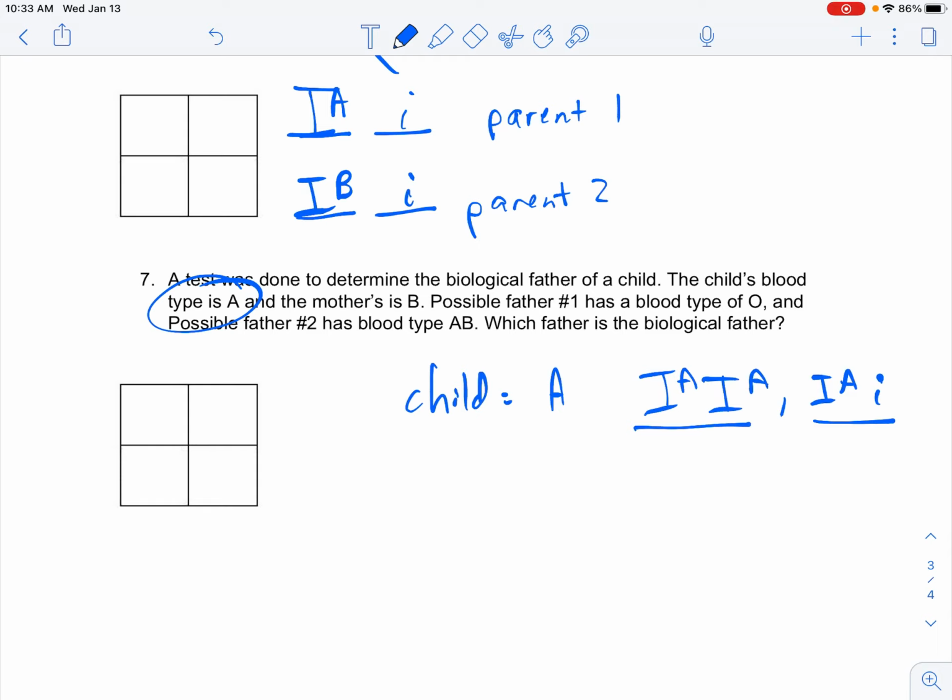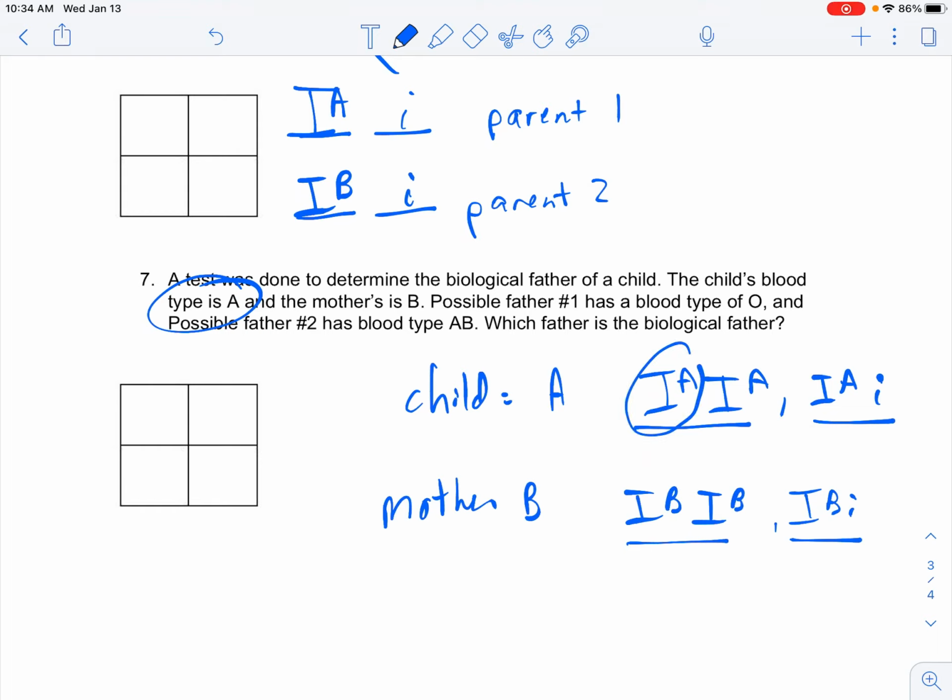And the mother is type B. So this is going to make it pretty obvious. So the mother is IB, or IB little i. Mother's one of those. So the child needs to get an IA allele, right? Because there's no way the child has a genotype without the IA allele. The mother, being type B, probably gave the child the little i, and that means that this is probably the only genotype of the child.